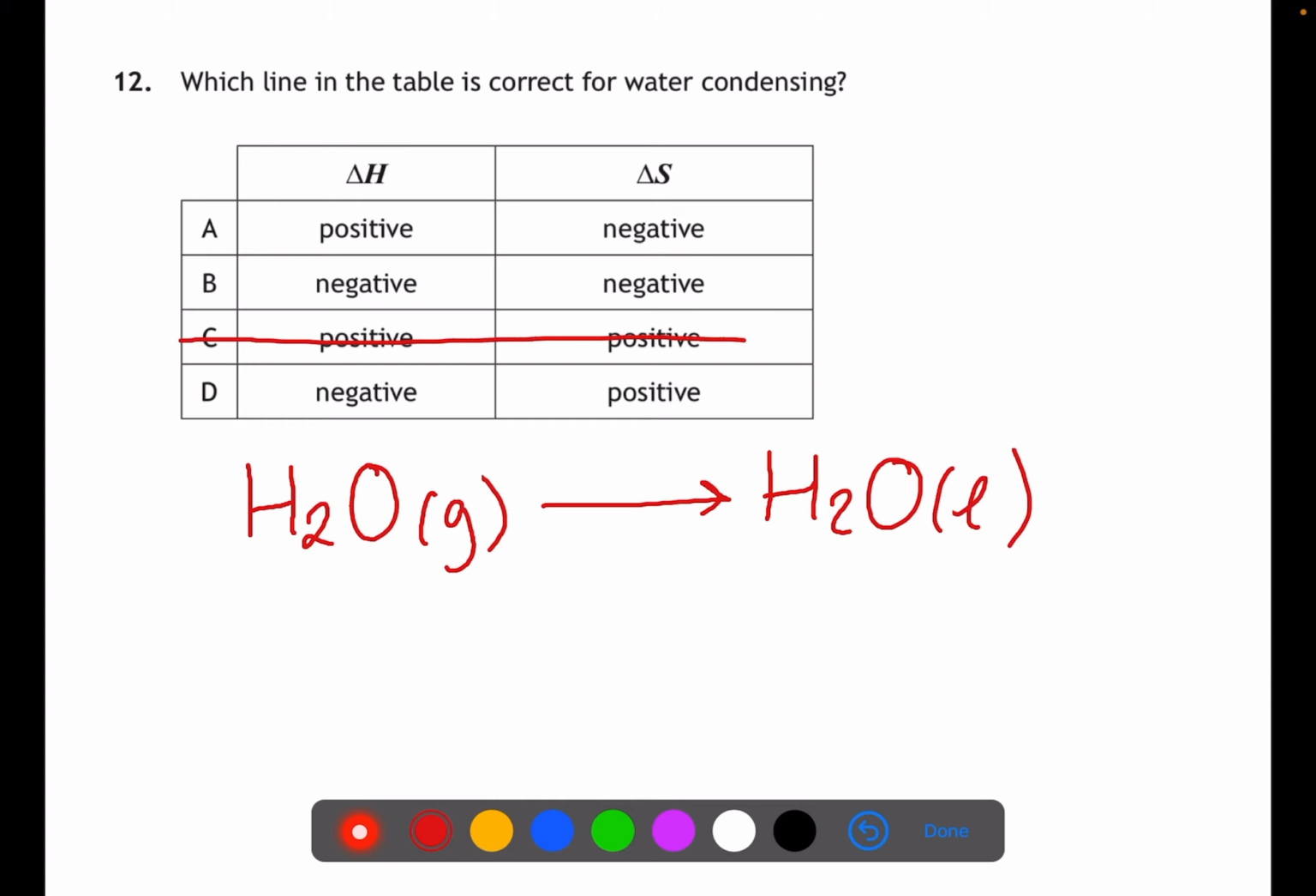So we can ignore C and D. As you go from water as a gas to water as a liquid, the system is losing energy. Therefore, this is a negative enthalpy change, giving B as our answer.